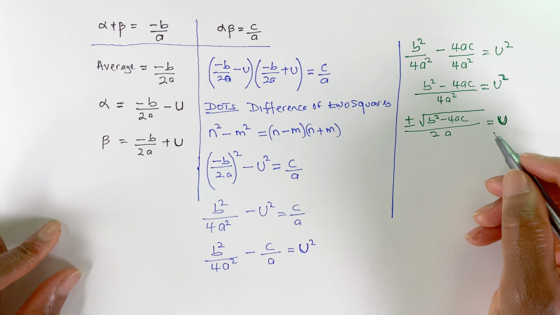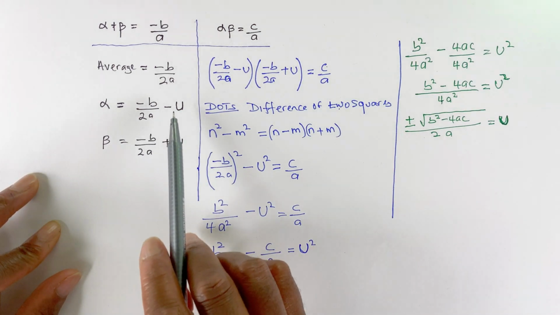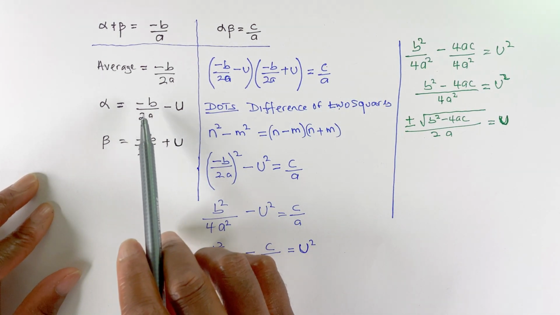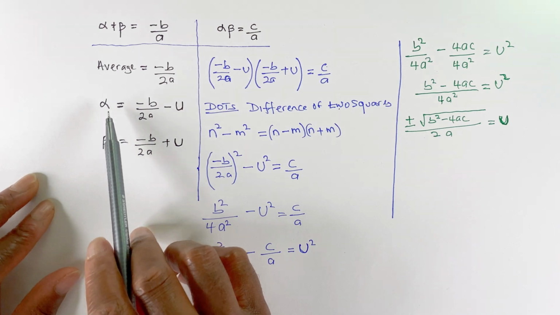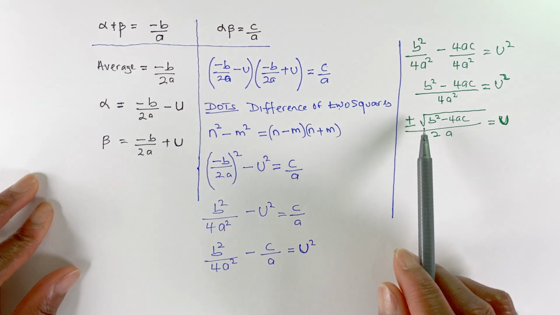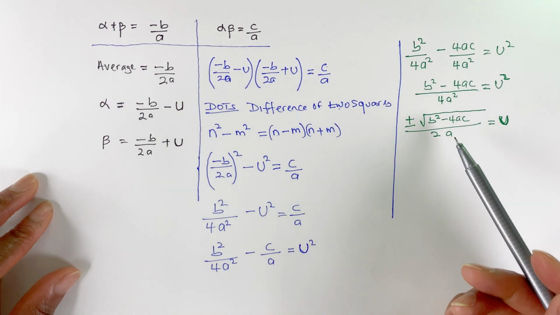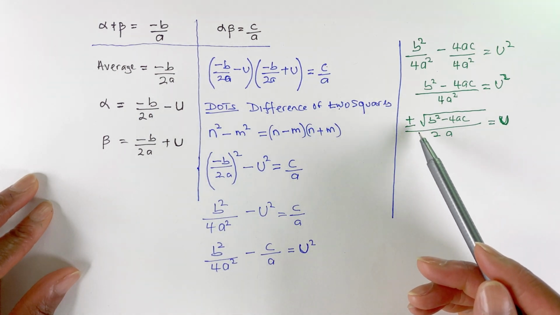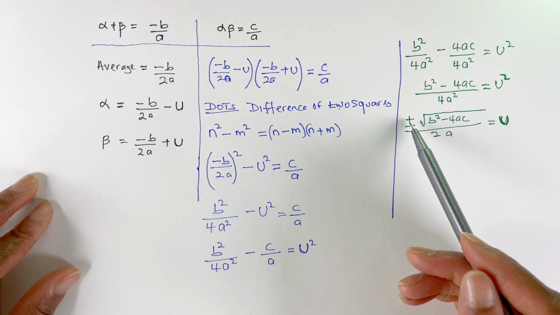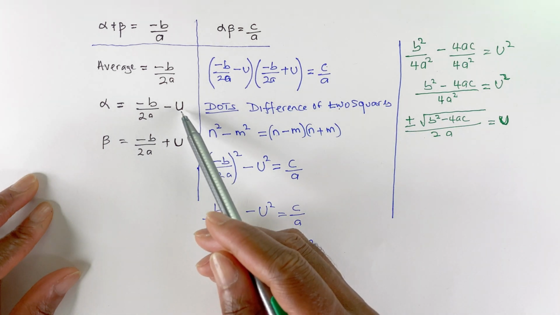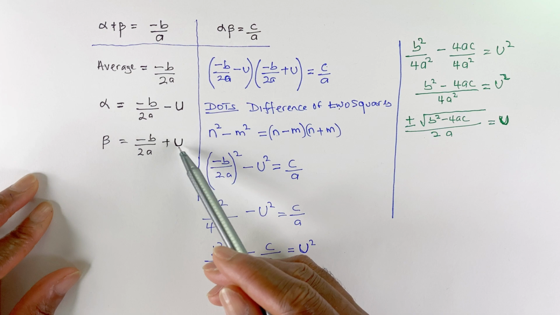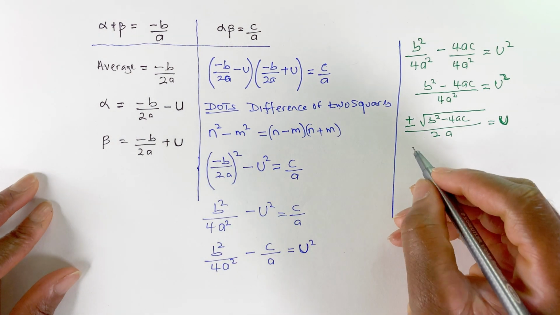I can then take my u and put it back here to find my first root. Replace my u, so I'm going to use the positive value of u only. I could use a negative value, it's still the same thing. It doesn't matter which one I use, but I have to use one of those. So I'll take the positive and put it back here, and I'll put it here as well to find my alpha and beta.